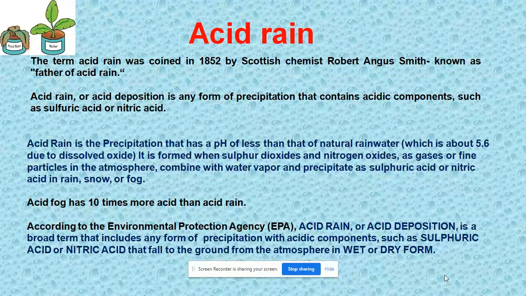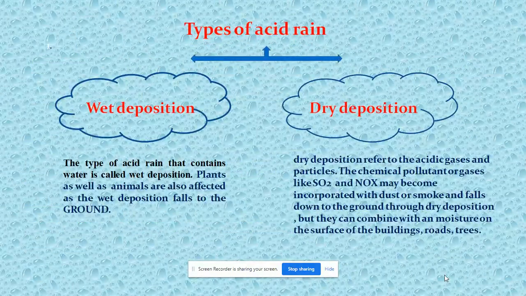According to the Environmental Protection Agency, EPA, acid rain or acid deposition is a broad term that includes any form of precipitation with acidic components such as sulfuric acid or nitric acid that fall to the ground from the atmosphere in wet or dry form. So we can say acid deposition is of two types: one is wet deposition and the other is dry deposition.